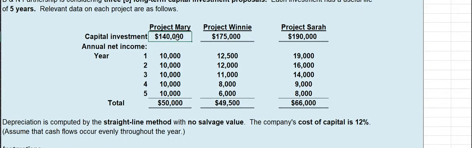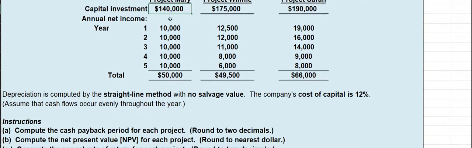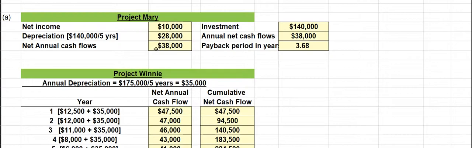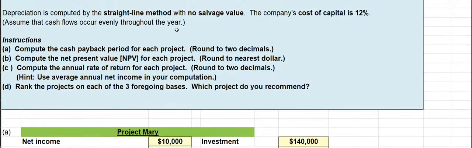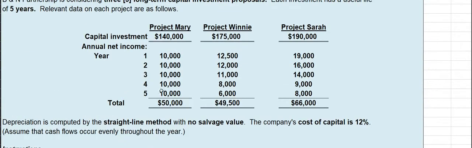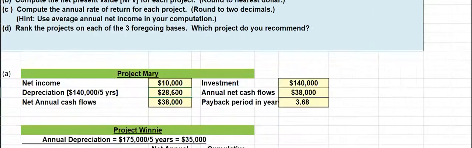$140,000 and we subtract the salvage value, which in this case is 0. So $140,000 minus the salvage value of 0, and then divide that by 5, will give us $28,000 per year. And so the depreciation, which is straight line, will be the same amount every year. So $10,000, which is the profit each year. The profit is the same each year for Project Mary.